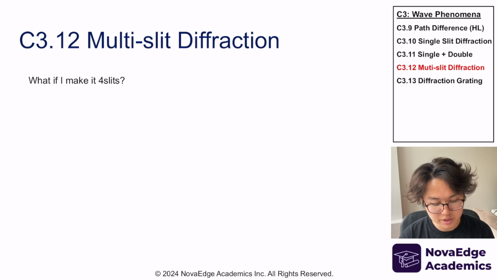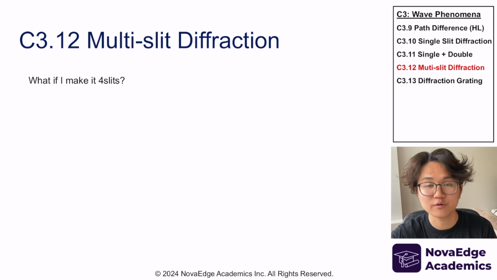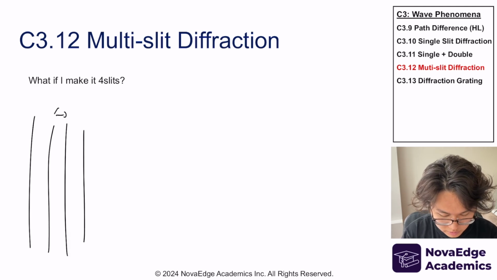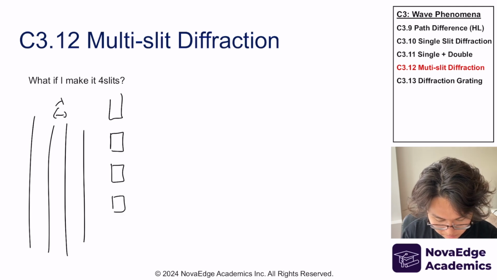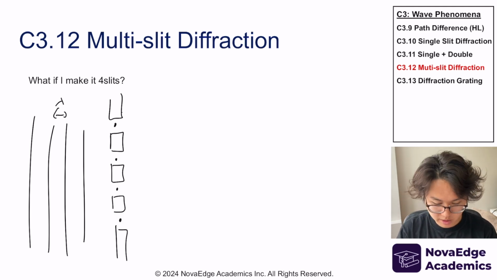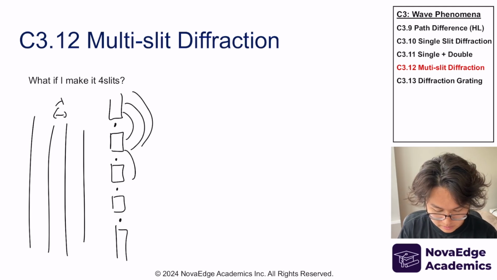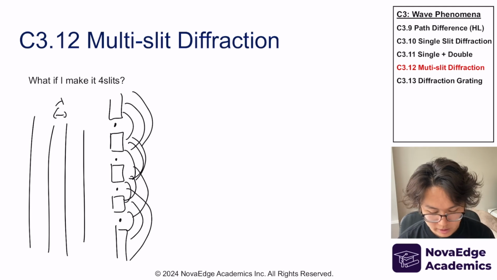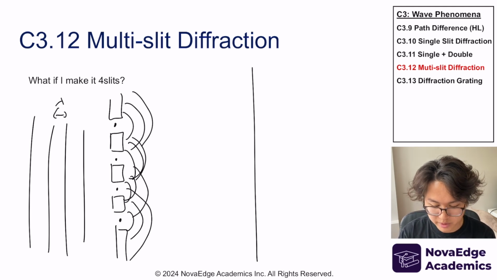So the question is, what if I make the number of slits 4 slits? So now I have the waves with, of course, the wavelength. And now I have 4 slits. So I'm essentially going to have 4 wave sources, and they're going to interact. Same principle as double slit. I'm not going to draw it all out. Now I want you to think, okay, how does the interference pattern look like?